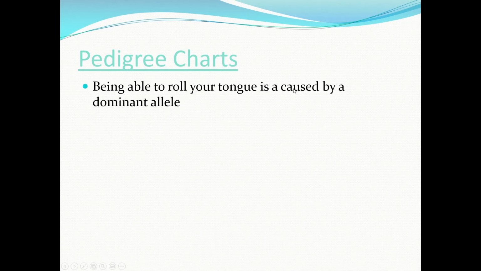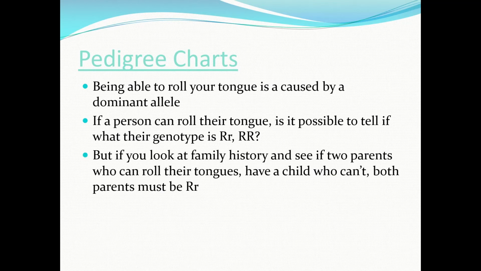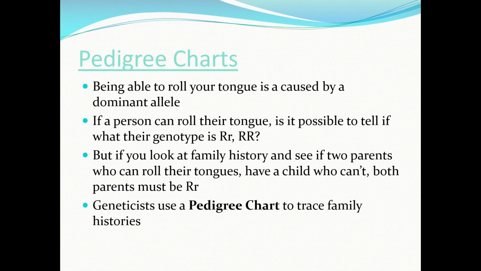Okay, so now we're going to learn about pedigree charts. So being able to roll your tongue is caused by the dominant allele, right? But if someone's able to roll their tongue, they could have the genotype RR, R little r, big R, right? Is it possible to tell which one they are? And the answer is no, you can't tell, right? So the only way to tell is to look at a family history and see if parents can roll their tongue. And if they have a child that can't, then you can figure out the parents. And if you have grandparents and you see long lines of things, then you have more information. So geneticists use pedigree charts to trace family histories.